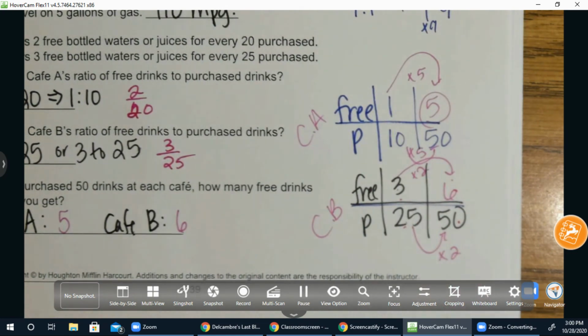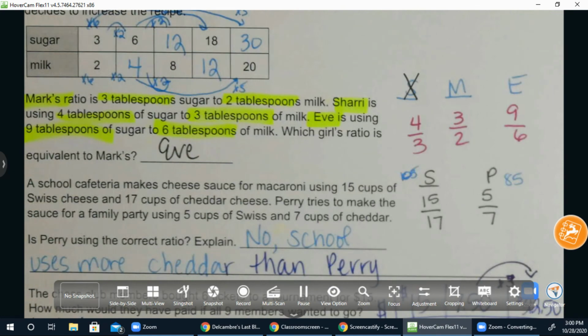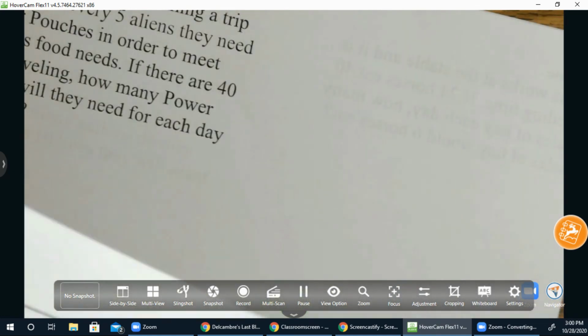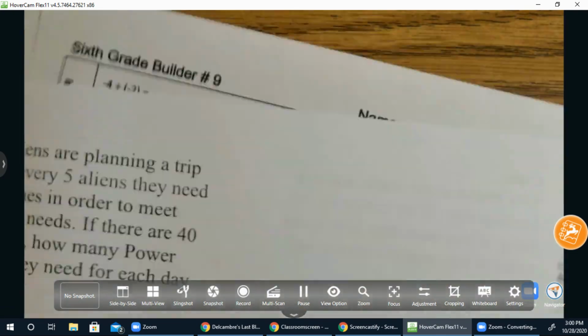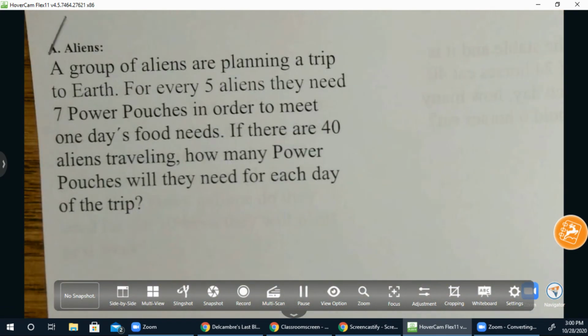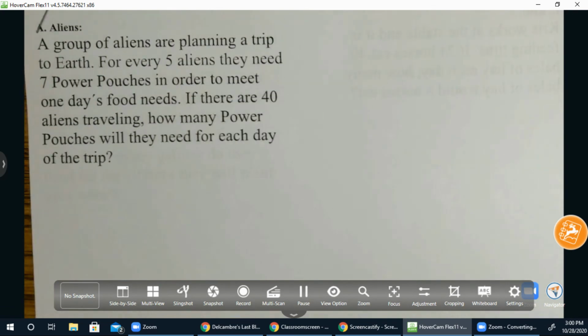Okay? So let's go to your alien packet. It's lettered like A, B, C. I think it's A through L. We're going to do a couple of them. So let me zoom out real quick.